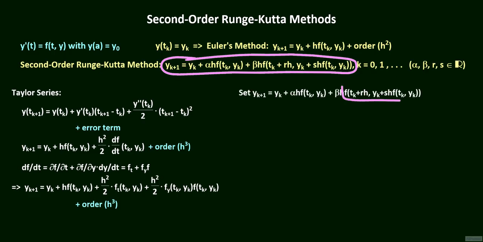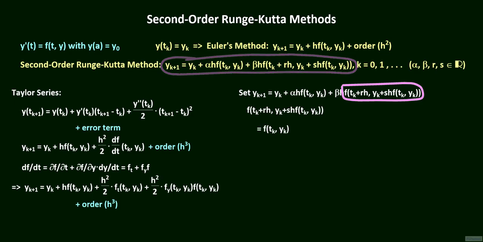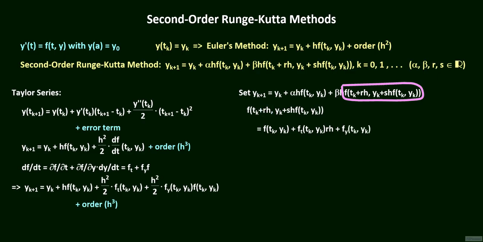We expand this part using our good friend the Taylor series at t sub k, y sub k. This quantity is equal to f of t sub k, y sub k plus f sub t, or the partial derivative of f with respect to t, evaluated at t sub k, y sub k, times the change in t, which is r times h, plus f sub y, or the partial derivative of f with respect to y, evaluated at t sub k, y sub k, times the change in y, which is s times h times f of t sub k, y sub k. Since this is a first-order approximation, the error will be of order h squared.